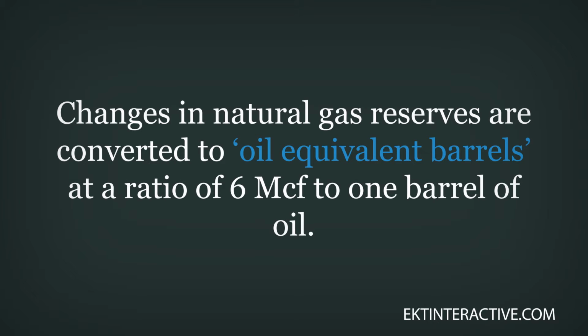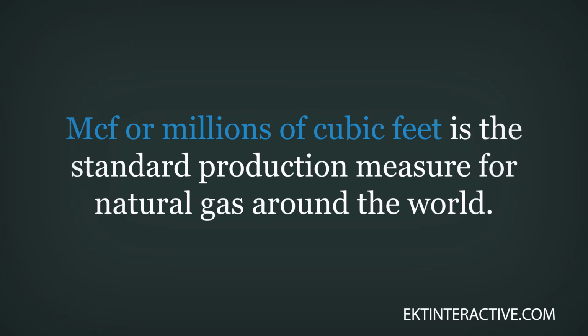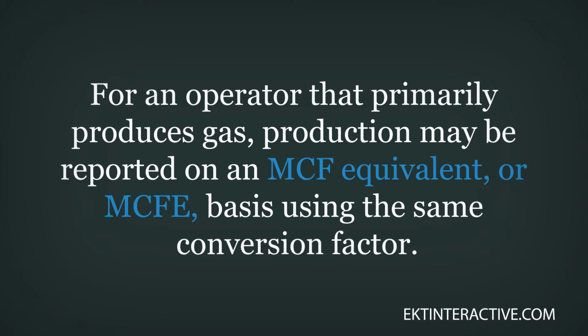Changes in natural gas reserves are converted to oil equivalent barrels at a ratio of 6 MCF to 1 barrel of oil. MCF, or thousand cubic feet, is the standard production measure for natural gas around the world. For an operator that primarily produces gas, production may be reported on an MCF equivalent, or MCFE, basis using the same conversion factor.